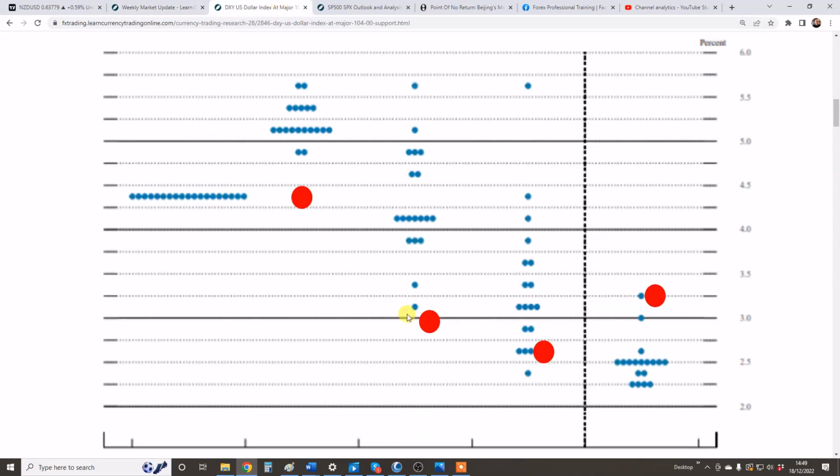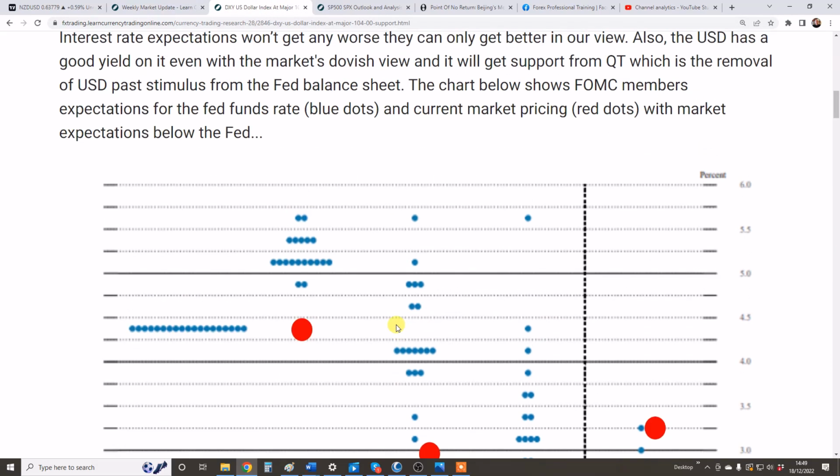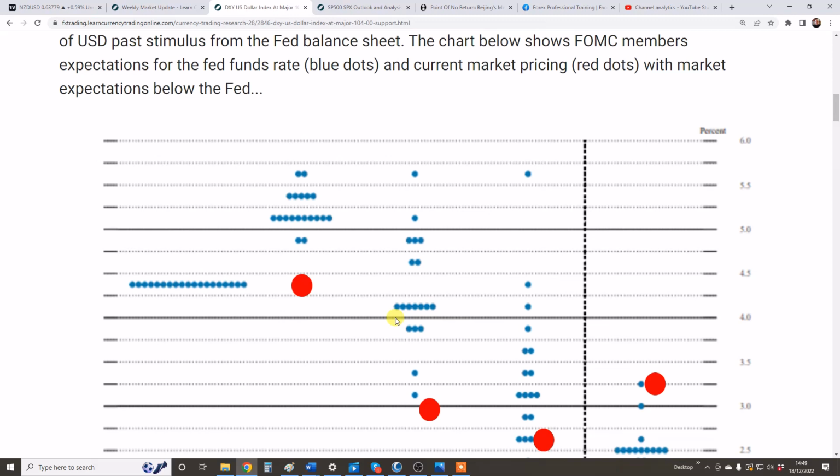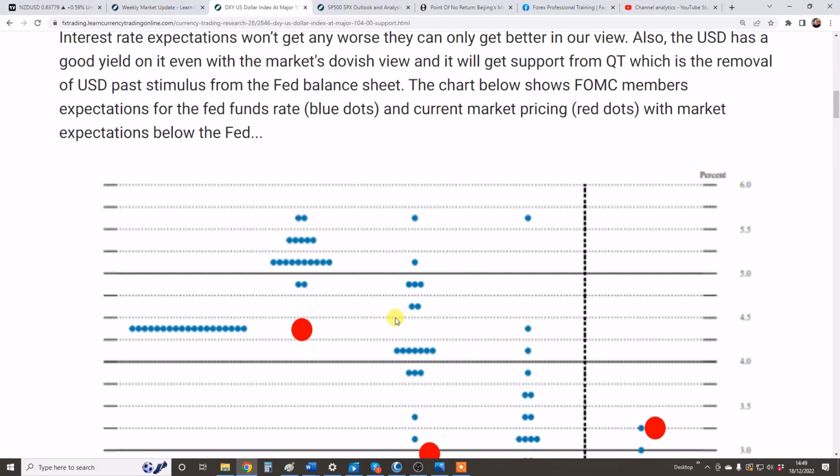Also, the dollar's taken a hit. You can read this article. It's on my blog, and the link is beneath this video. Market's taken a very dovish view of the Fed.